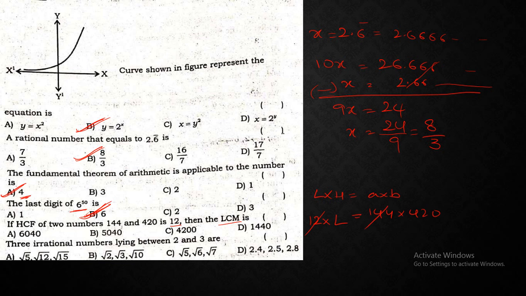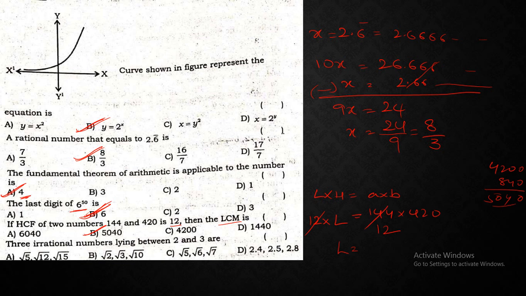Now in 12 table this goes 12 times, because 12 12s are 144. So from this, LCM is equal to 420 into 12. So 42 tens are 420 plus 42 2s are 84. So 4200 and 840. When you add this, it gives me 5040.